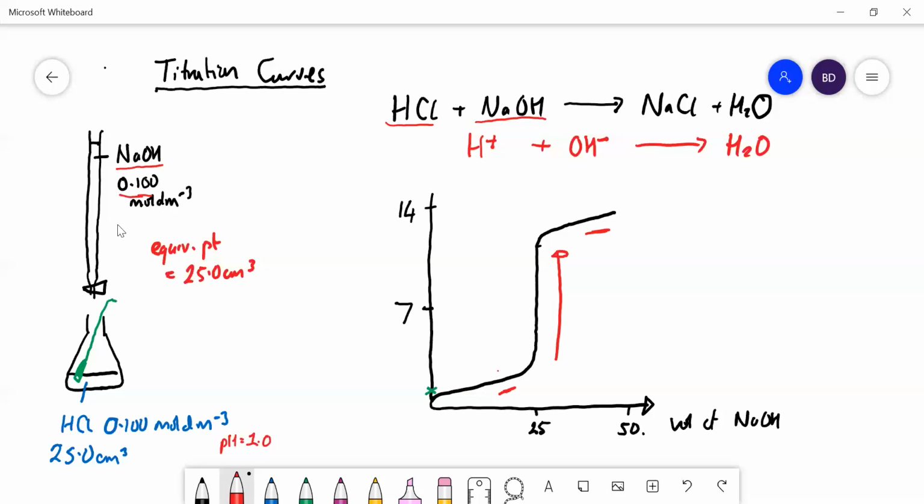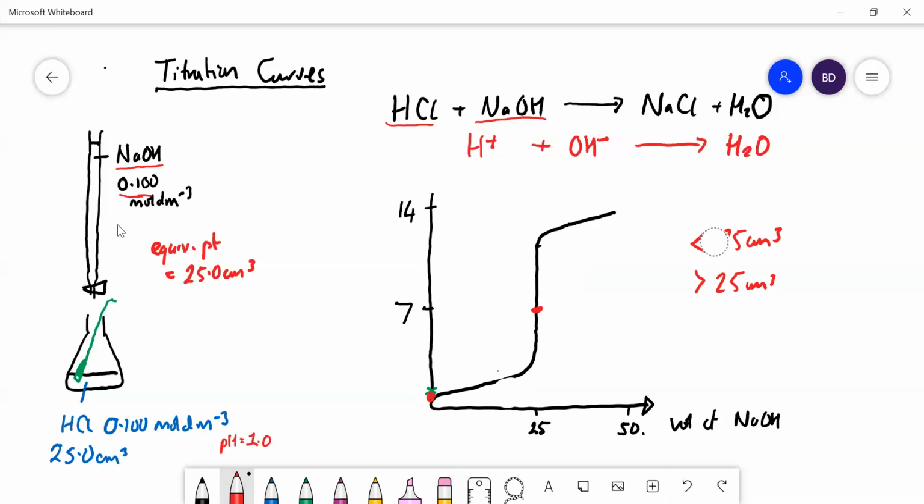Okay, and so what we need to be able to do is calculate what the pH is when we've added different amounts of alkali. Now there's 2 points we know. We know the start, I've said that is pH 1. And we know here it is exactly pH 7. But for all of the rest of the curve, before the equivalence point, so less than 25 centimeters cubed, we don't know what the pH is, and greater than 25 centimeters cubed, we don't know what the pH is there. We're now going to do the working out for that.